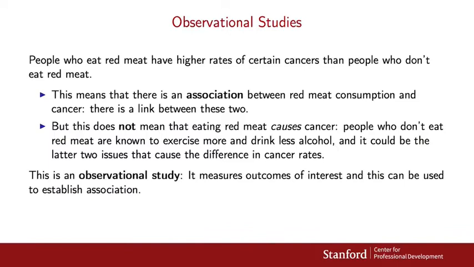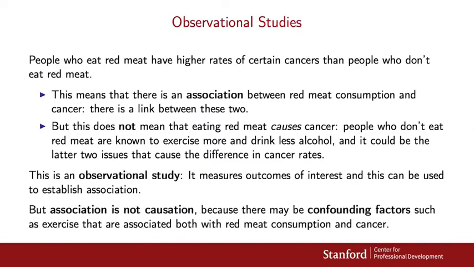What we have here is called an observational study. It simply measures the outcomes of interest. In this case, it would measure the cancer rate among people who eat red meat and the cancer rate among people who do not eat red meat. Based on these measurements, one can say whether there's an association between these 2 factors.